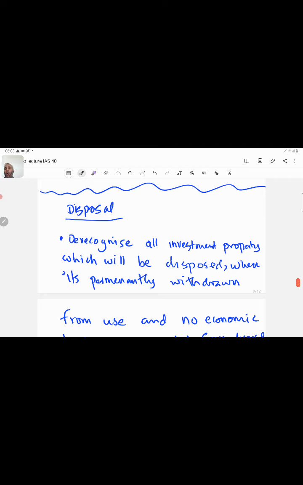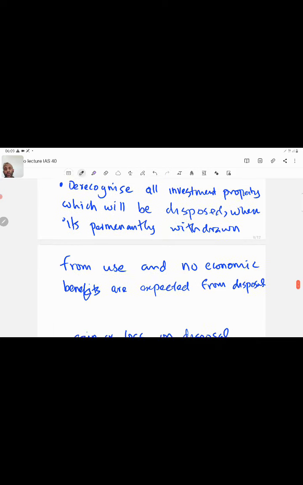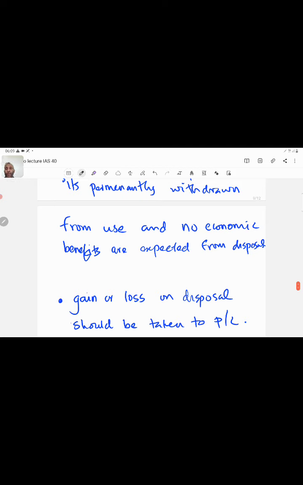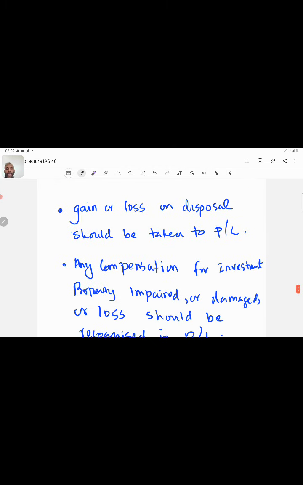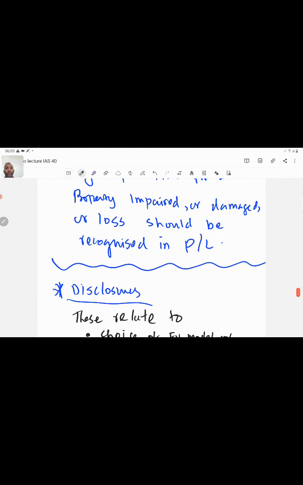Now you may dispose some of the investment property. If you happen to dispose, then de-recognize all investment property which will be disposed when it is permanently withdrawn from use and no economic benefits are expected from disposal. Gain or loss on disposal should be taken to profit and loss. Any compensation for investment property impaired or damaged or lost should be recognized in profit and loss account as other income.